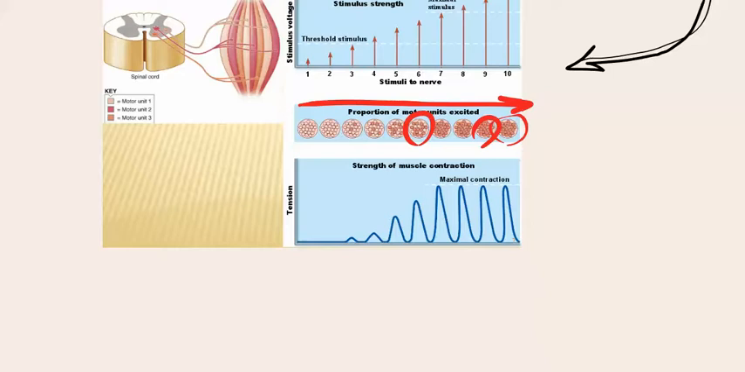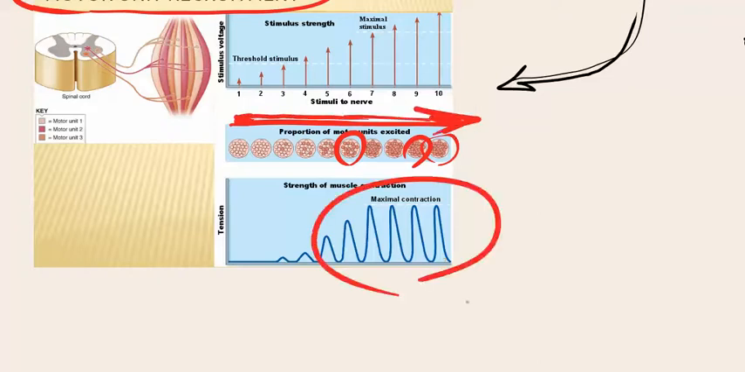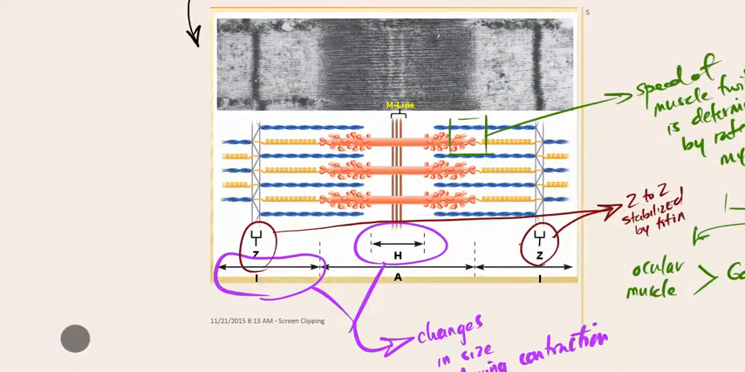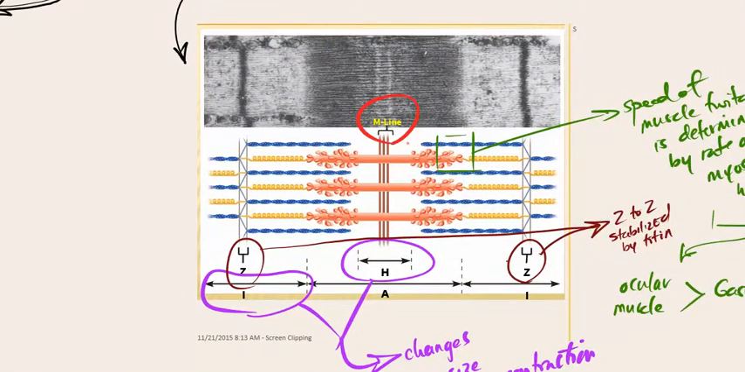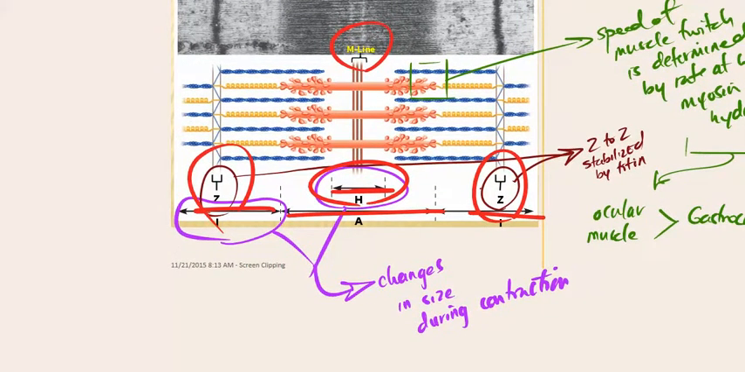So the strength of the signal is going to determine how many of the muscle fibers you're going to be recruiting, and that's going to determine the strength of the contraction. And this is just the sarcomere, which you guys already know about. This is the M line, Z line, the H line, the A band, the I band, and then the H band.